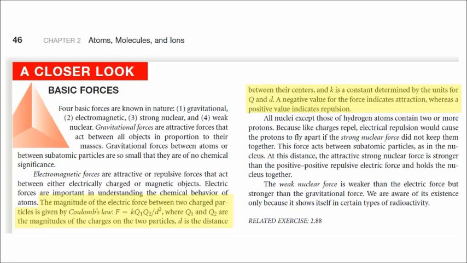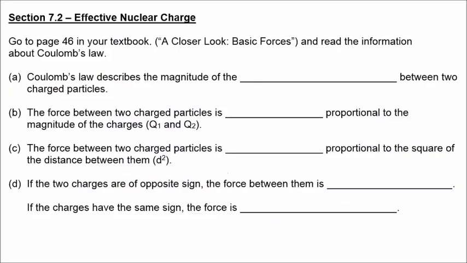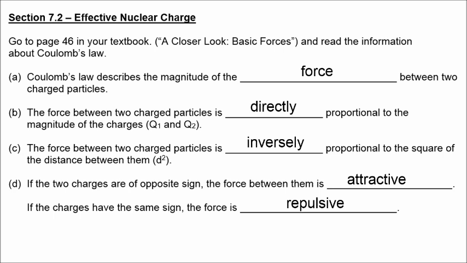Well, it has to do with attractive forces if it's a pair of oppositely charged particles, or repulsive forces if the charged particles have the same charge. Coulomb's law describes the magnitude of the force between two charged particles. This force is directly proportional to the magnitude of the charges, Q1 and Q2, and this force is inversely proportional to the square of the distance between them. Again, opposite sign, those are attractive forces. The same sign, that would be repulsive forces.